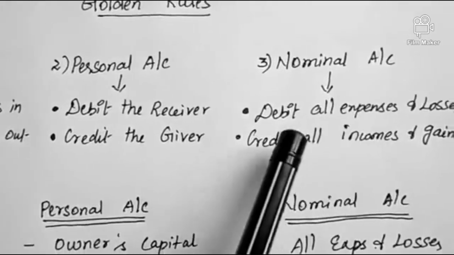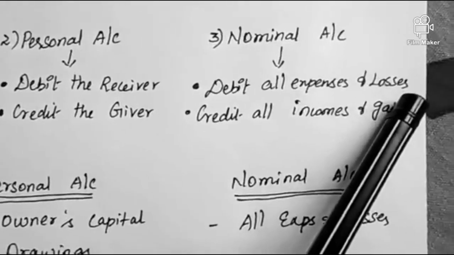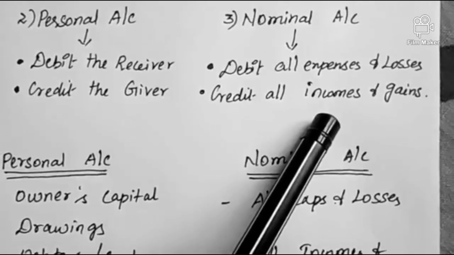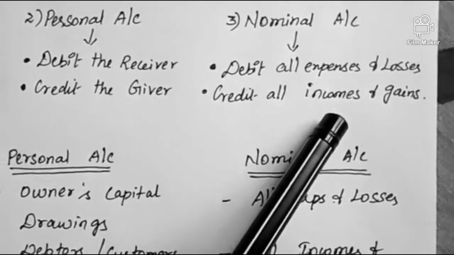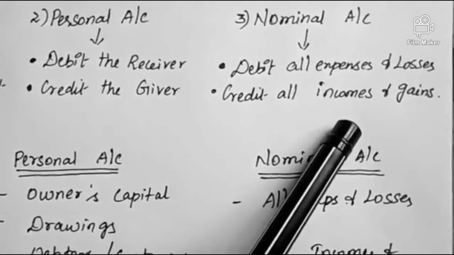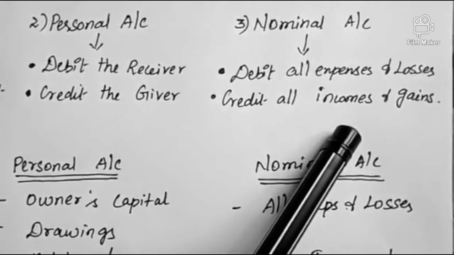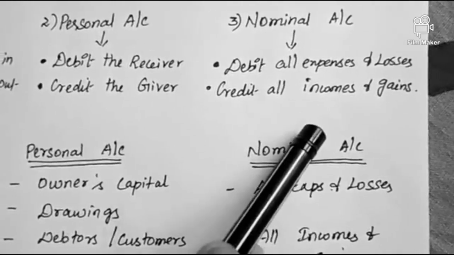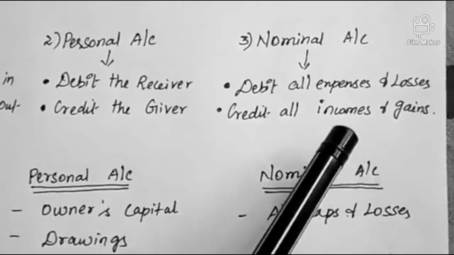What is the nominal account rule? Debit all expenses and losses, credit all incomes and gains. Just refer to the profit and loss account. In the profit and loss account, we record all the expenses. All indirect expenses will be recorded on the debit side of the profit and loss account. All incomes and gains will be recorded on the credit side of the profit and loss account.